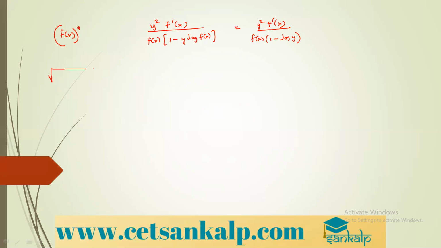Then if you have root of f of x plus y, then to find the derivative you can take f prime of x by 2y minus 1. Then next, if it is f of x plus 1 by y, the derivative will be y square f prime of x by y square plus 1.